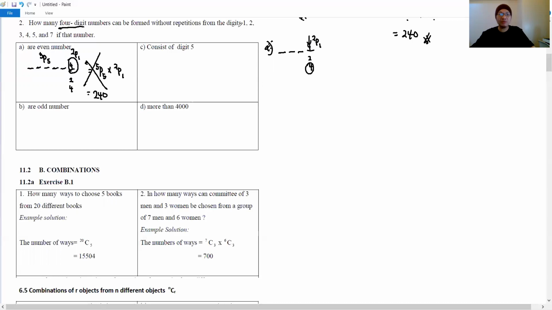So the 2 will be going back to the pool. Okay, how many numbers are available inside our pool? There will be 5 digits available, and then we want to sort in 3 places. So it will be 5P3.